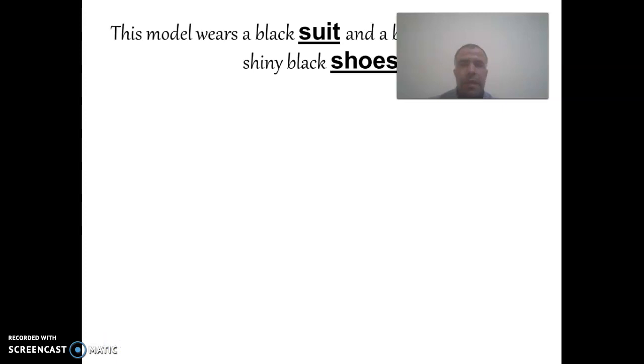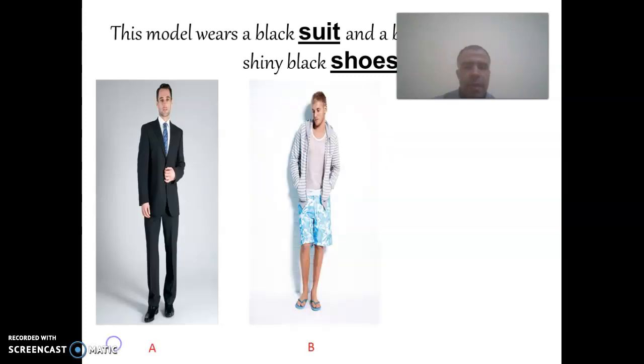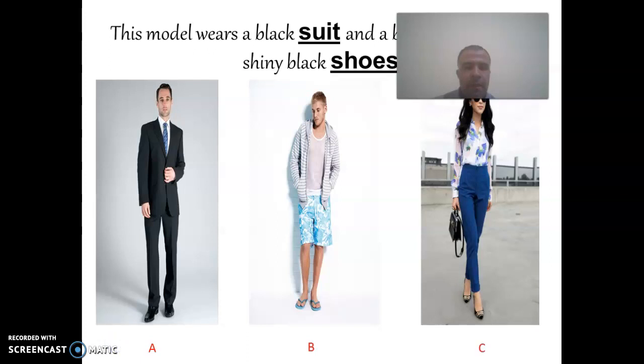First description reads as: this model wears a black suit and a blue tie. He wears shiny black shoes. So you have three different models to choose from. We have Model A, Model B, and Model C. Which of these three models is described in the sentences above? If you think it's A, you're correct.